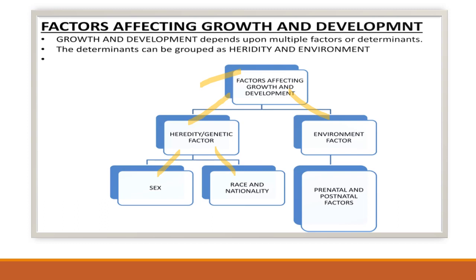Okay, sex: for male and female there is a different growth and development. Race and nationality means, for example, for Indians and Americans there is a different growth and development. Okay, that is race and nationality. Under environmental factors, there is prenatal and postnatal factors. Okay, we can see the details.